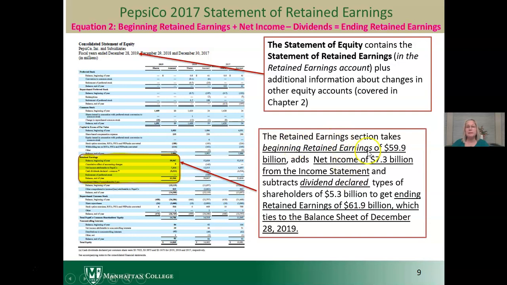So it has beginning retained earnings for PepsiCo that was $59.9 billion, added this year's net income of $7.3 billion, subtracts dividends declared for shareholders of $5.3 billion, and that's how you get the ending retained earnings, the ending amount of earnings reinvested in the business and not paid out as dividends, which ties to the third financial statement, the balance sheet, which we will soon discuss. So the net income from the income statement goes into retained earnings. Retained earnings from the statement of retained earnings or the statement of equity ties into the third financial statement, the balance sheet.